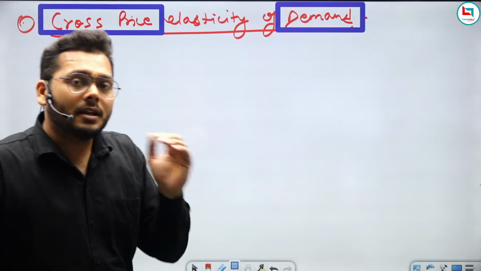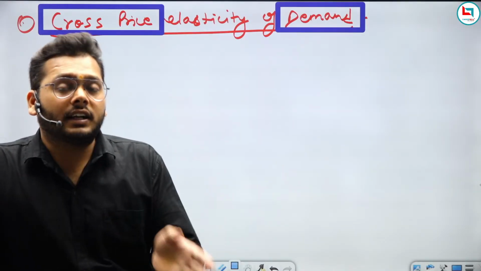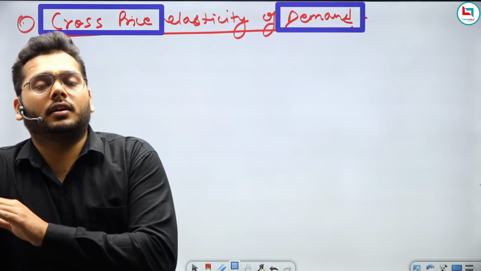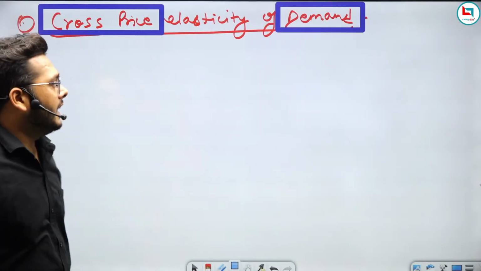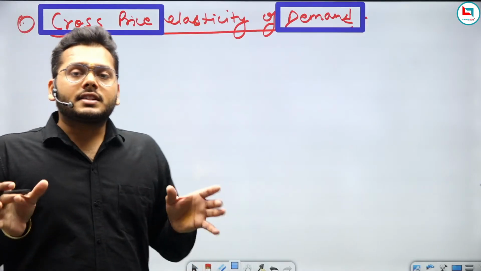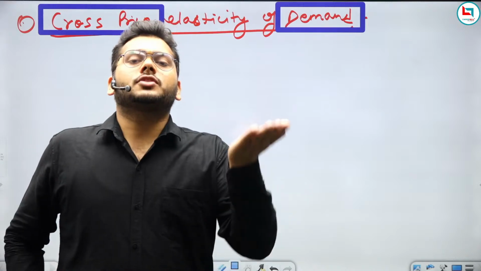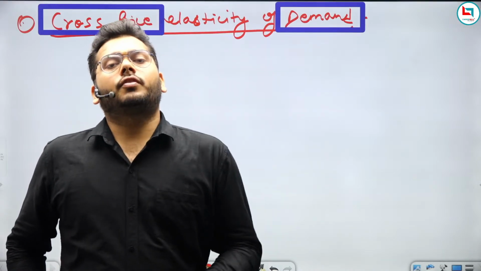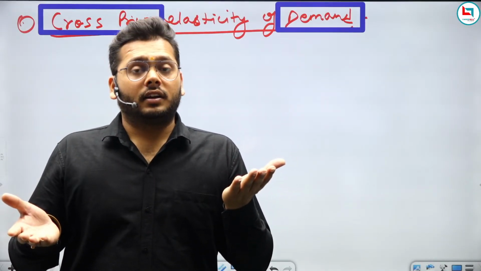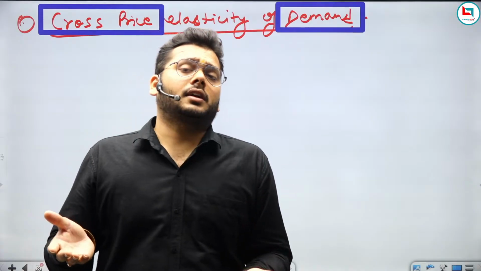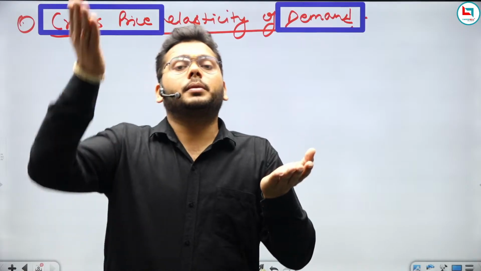Here the price of the same product doesn't change. Here the price of another good changes and the demand of the other good changes. So we can say, let's say tea and coffee are similar to each other, like ball pen and gel pen. If the price of tea rises, the consumer will shift towards coffee. So if the price of tea rises, then the demand for coffee will increase.